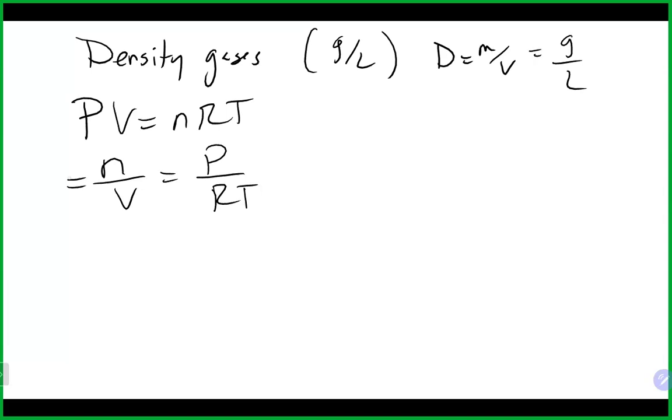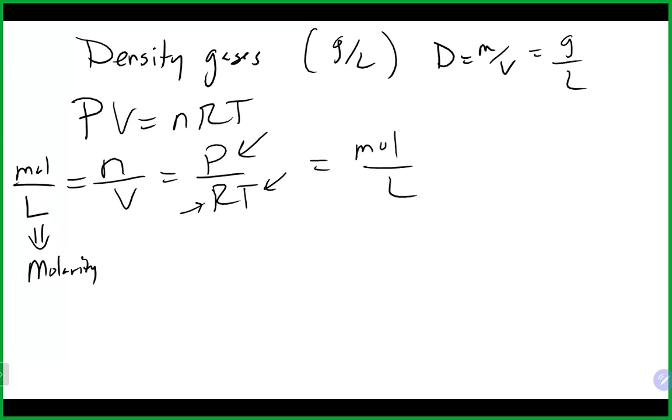And n is moles and V is volume, which is liters. That is what's known as the molarity of a gas, as we'll talk about a little bit today. P would be the pressure, T would be the temperature, and R is the gas constant. If you did all this, you would end up with units of moles per liter, but usually density is in units of grams per liter. So the liters part's good. The only part that's not good is the moles part, right?